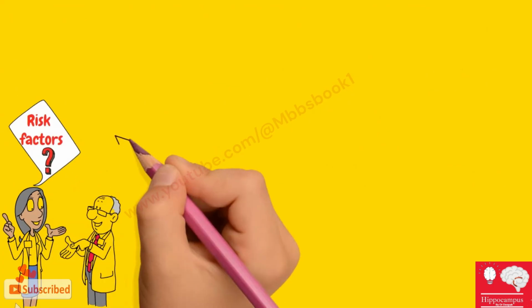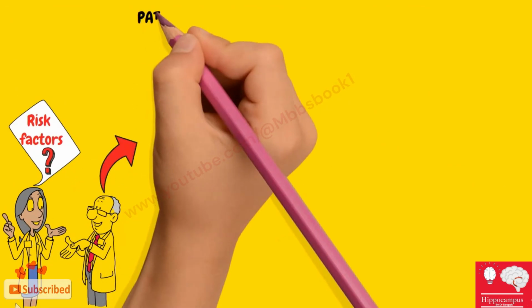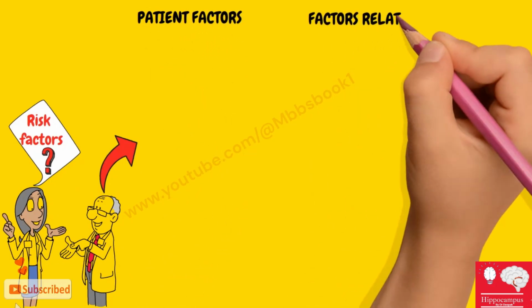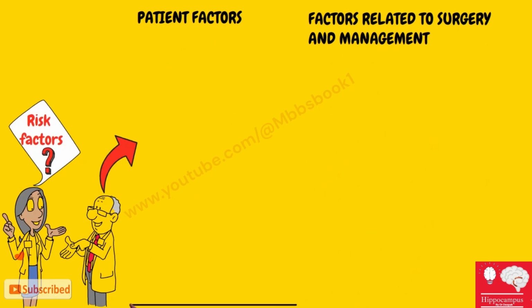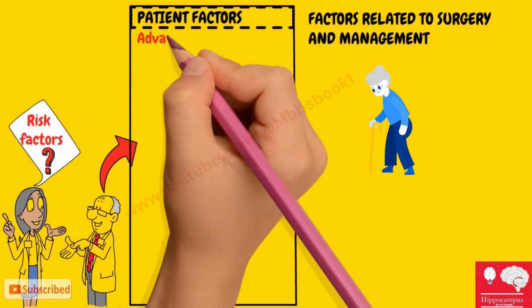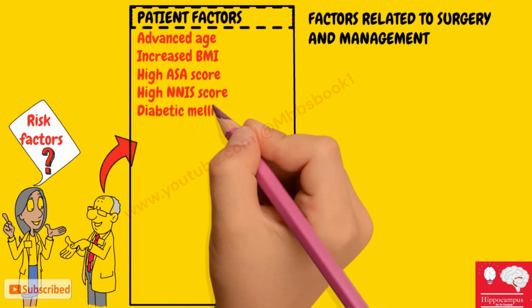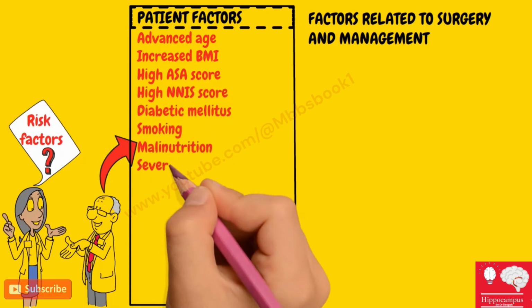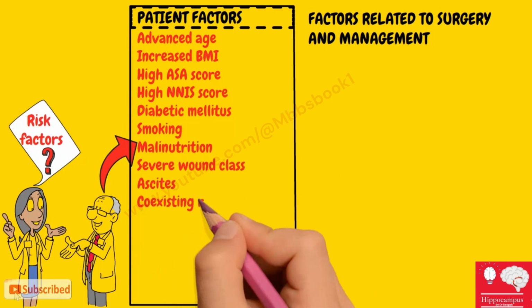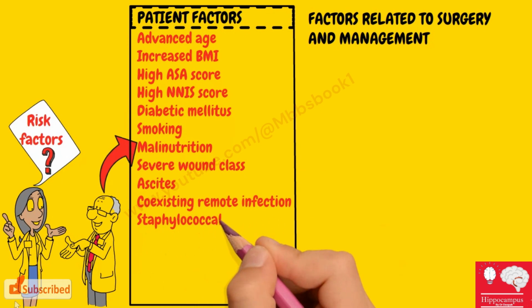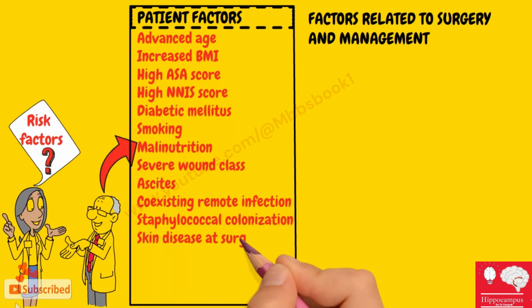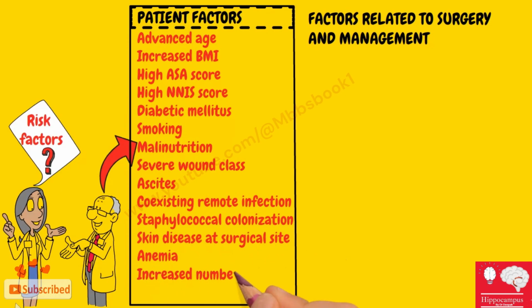Now, next point is what are the predisposing factors for surgical site infection? Many factors contribute to surgical site infection, including patient factors and various aspects of surgical management. So, patient factors are increased BMI, high ASA score, high NNIS score, diabetes mellitus, smoking, malnutrition, severe wound class, ascites, coexisting remote infection, staphylococcal colonization, and skin disease at surgical site, anemia, increased number of comorbidities.